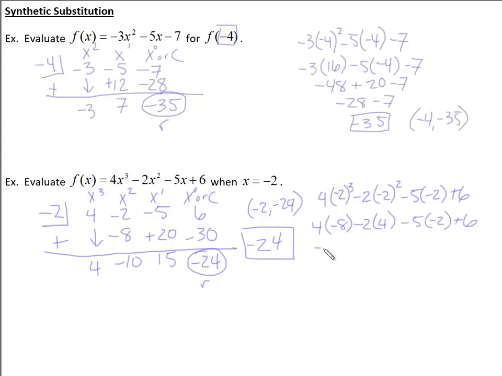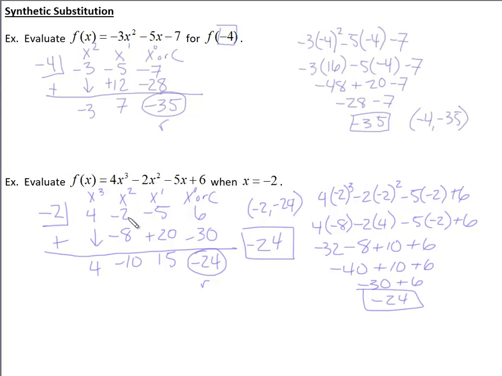Now I can multiply. 4 times negative 8 is negative 32. Negative 2 times 4 is negative 8. Negative 5 times negative 2 is positive 10 plus 6. Negative 32 minus 8 more is negative 40. Negative 40 and positive 10 is negative 30. And negative 30 plus 6 is negative 24. So we'll get the same answer either way.